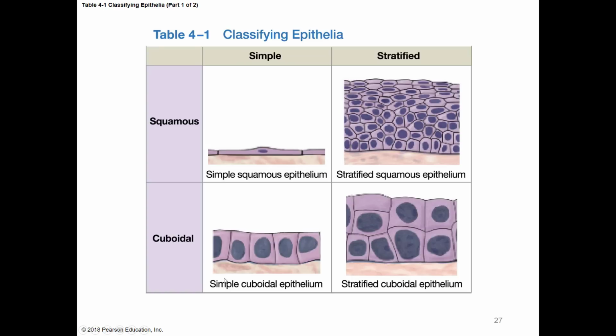So looking at some more examples. Here we're going to look for the basement membrane. What's above it? 1 layer. Definitely simple. Looking at the shape, clearly box or cube shaped. So this would be simple cuboidal epithelium. Here, basement membrane, 2 layers, so we know this is stratified. And then when we look at the shape, we're going to look at the apical surface because we've got more than 1 layer. Those are definitely cubes, so stratified cuboidal epithelia.